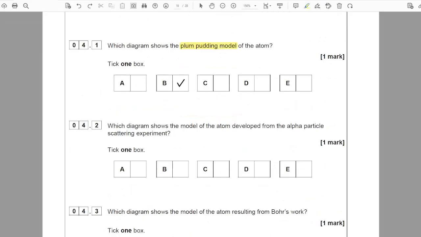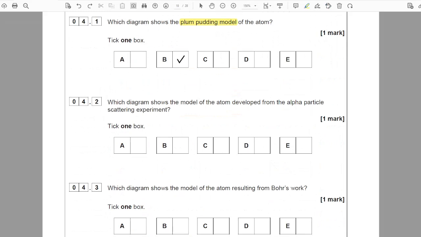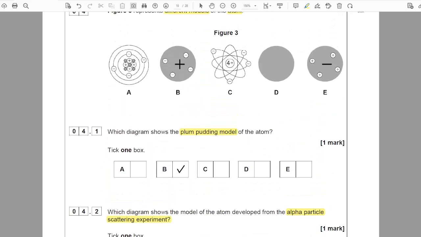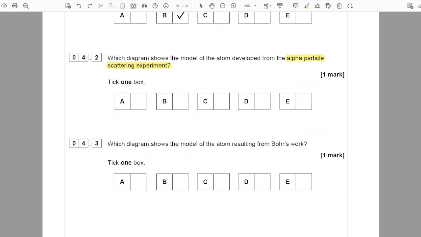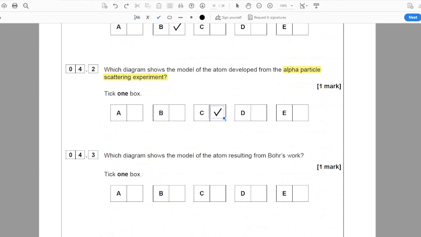Which diagram shows the model of the atom developed from the alpha particle scattering experiment? You can take away B, D, and E, which leaves us with A and C as a possible answer. The thing about A is that all the shells are equally distant from each other, and the scattering diagram does not represent that information. So therefore it must be C.